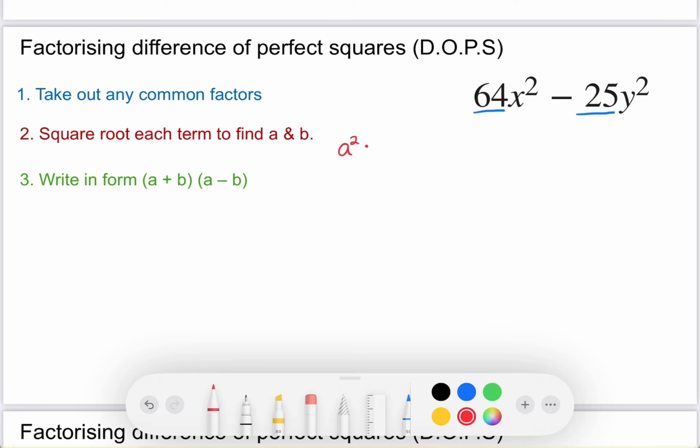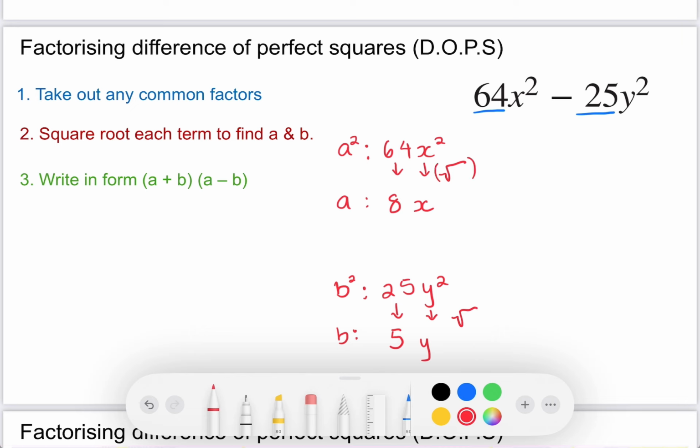I'll define what a squared is so I can find a, and what b squared is so I can find b. A squared here is 64x squared, and b squared is 25y squared. So if I want to find just a, I need to square root both of these parts. The square root of 64 is 8, and the square root of x squared is x. I'm going to do the same to find b. The square root of 25 is 5, and the square root of y squared is y. I'll just write square root here so I know what my working out was.